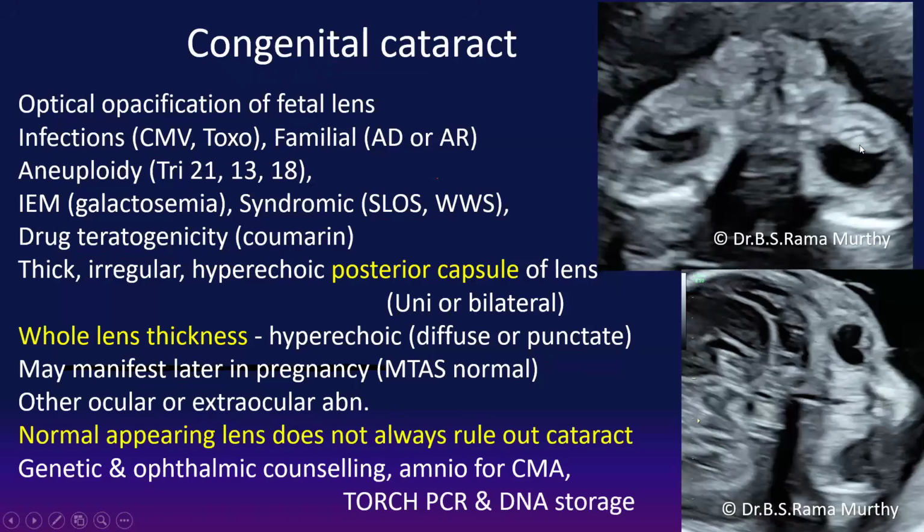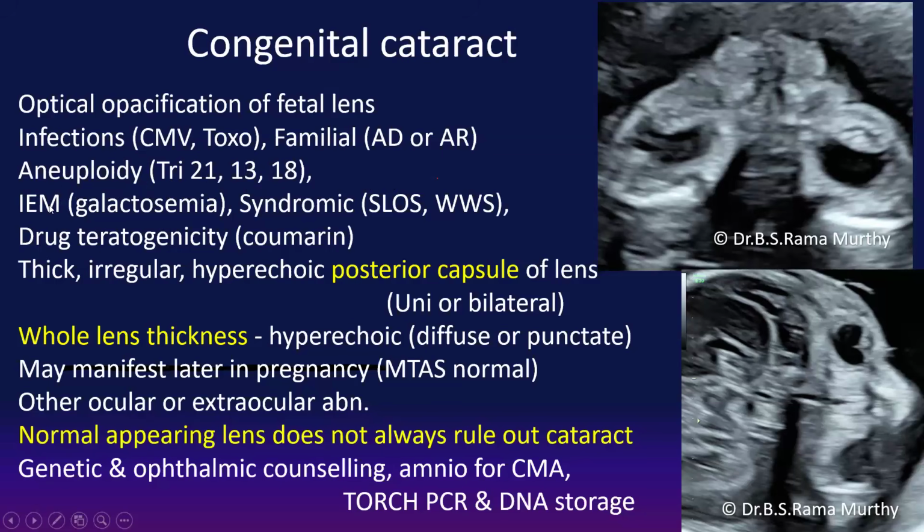So instead of seeing only the sharp posterior surface of the lens, the entire lens is looking dense and thick. So this is classic of congenital cataract. And congenital cataract is usually bilateral. Can occur unilaterally also, but usually bilateral. Most often, the causes are infections. It can happen in CMV, it can happen in toxoplasmosis. It can be familial, autosomal dominant, or autosomal recessive. It is also seen sometimes in aneuploidy. In all the three common aneuploidies, Down's, Patau's, Edwards syndrome, it can be seen.